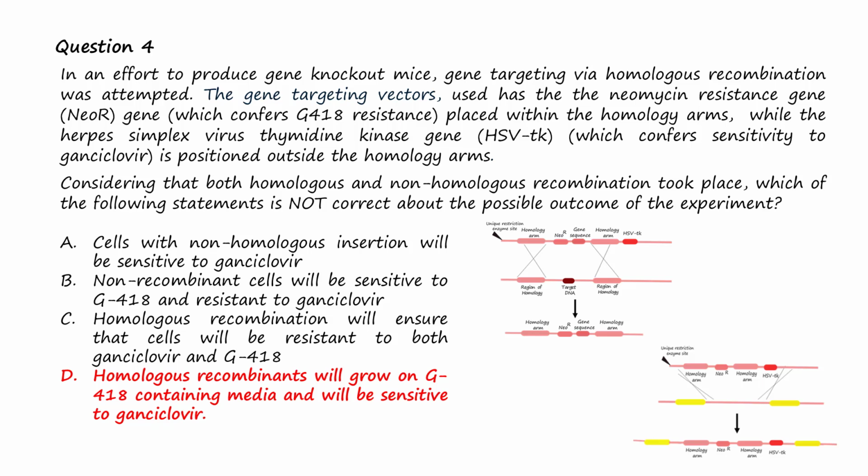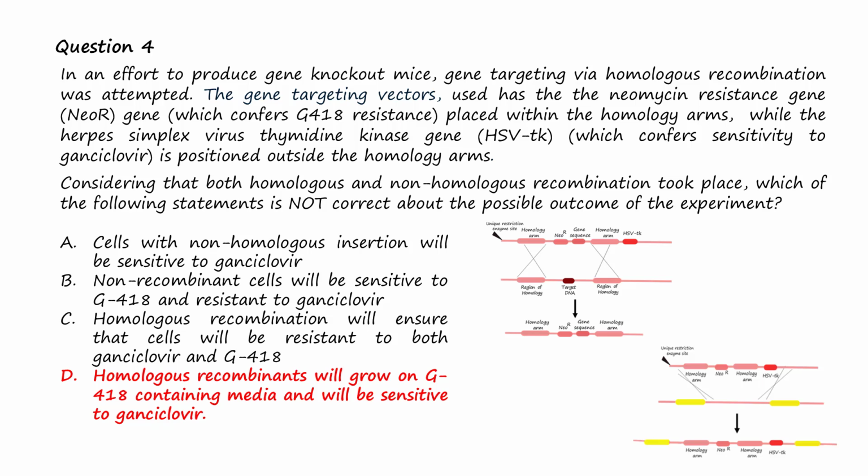Homologous recombinants integrate the neo-R gene, making them resistant to G418, so they will grow on G418 containing media. However, they lose the HSV-TK gene, which means they will be resistant, not sensitive, to ganciclovir. A is correct. Non-homologous recombination results in the integration of the entire exogenous DNA construct, including the HSV thymidine kinase gene. Since the HSV thymidine kinase gene confers sensitivity to ganciclovir, these cells will be sensitive to ganciclovir.